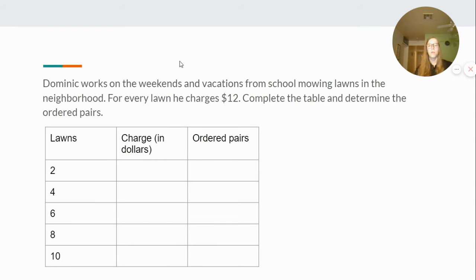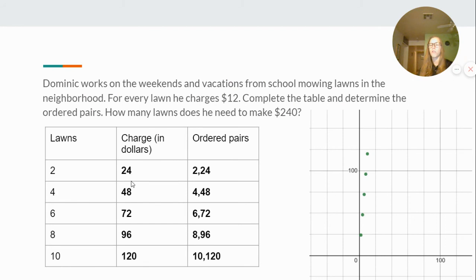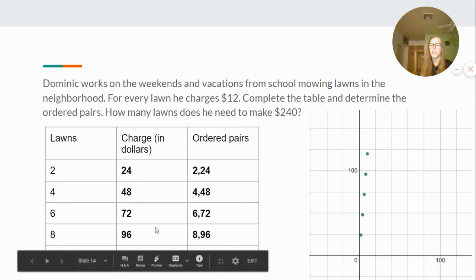So we have Dominic, who works on the weekends and vacations from school mowing lawns in the neighborhood. For every lawn, he charges $12. So complete the table, determine the ordered pairs. So 2 lawns, he'll get 24, 4, 48, 6, 72, 8, 96, and 10, 120. So then there we have our ordered pairs. And then over here we have our graph.